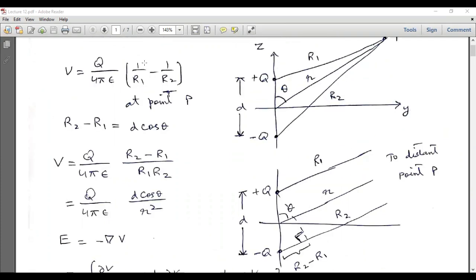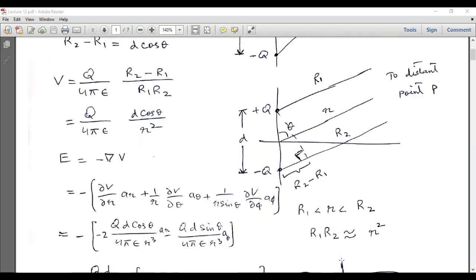So this V can be simplified as q over 4 pi epsilon, with r1 r2 taken as the LCM. So we will have r2 minus r1 over here, and r2 minus r1 is equal to d cos theta. And r1 r2 is approximately equal to r square, because r1 is less than r and r is less than r2. So the product of r1 and r2 will be approximately equal to r square. So this is the expression for V.